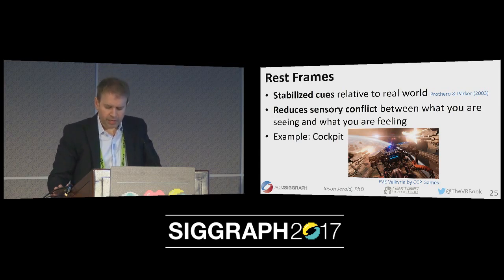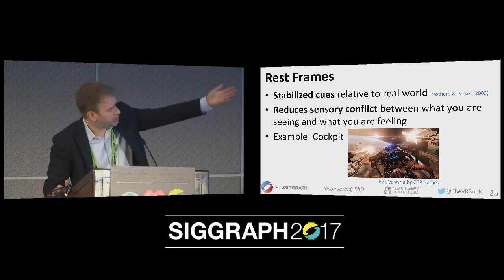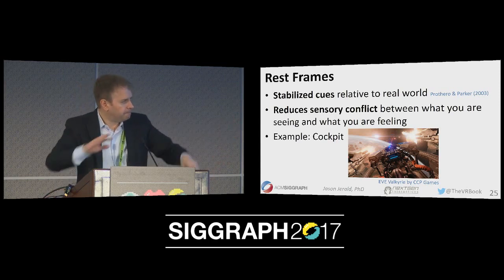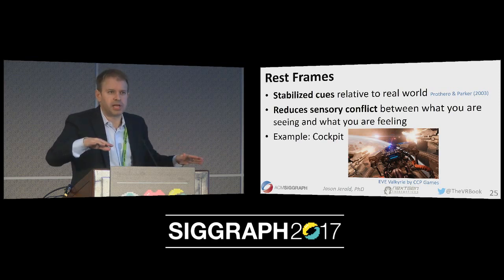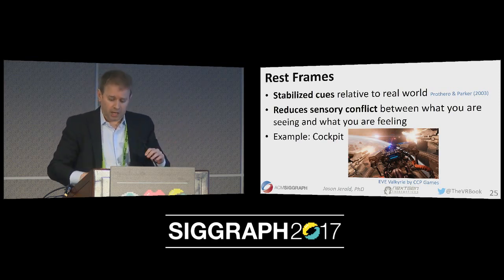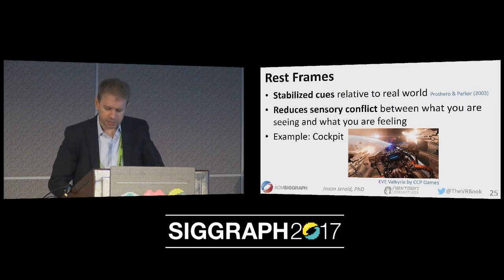And so sort of an easy way to think about that, I think the easiest way is a cockpit example that I'm in, and here's an example of the game EVE: Valkyrie by CCP Games, right? The cockpit is perfectly stable. It's only the outside world that moves, and that helps a little bit. Doesn't solve motion sickness, but definitely helps.